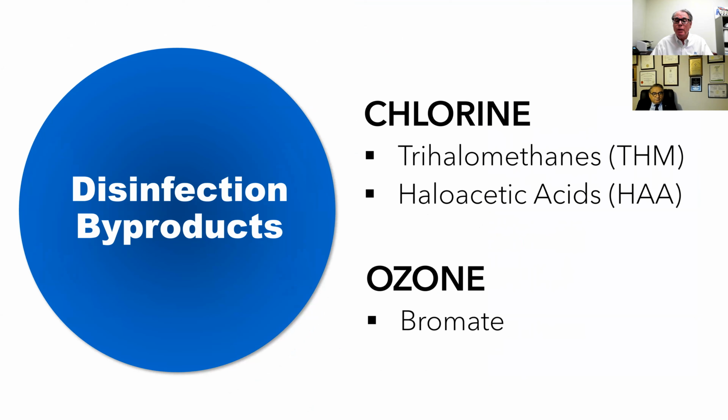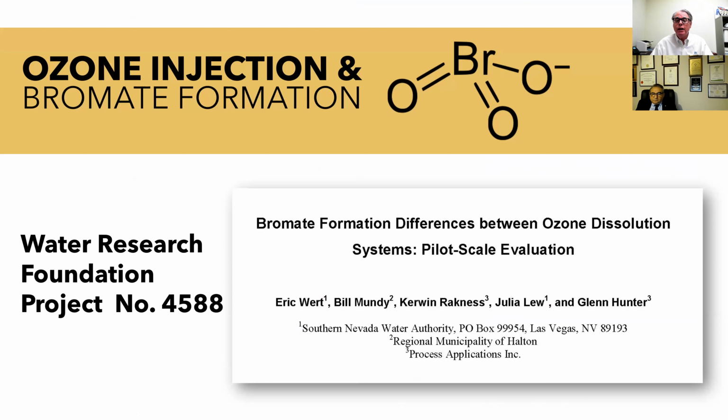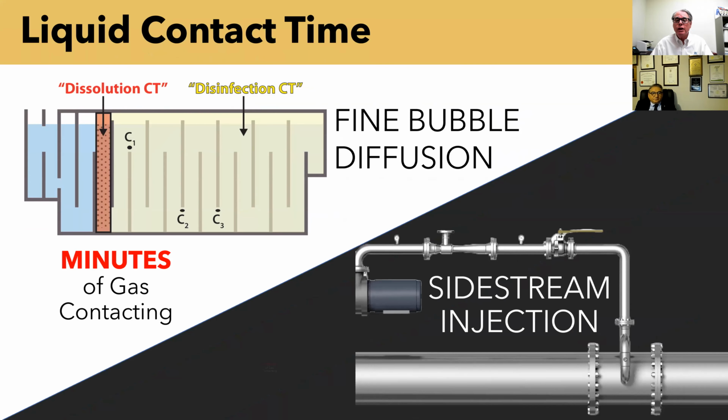Ozone can create bromate in water that contains bromine, but this can be mitigated when choosing the right ozone dissolution system, as shown in this Water Research Foundation report done a number of years ago. Here's a comparison between fine bubble diffusers versus side stream injection in terms of the time it takes for gas contact.